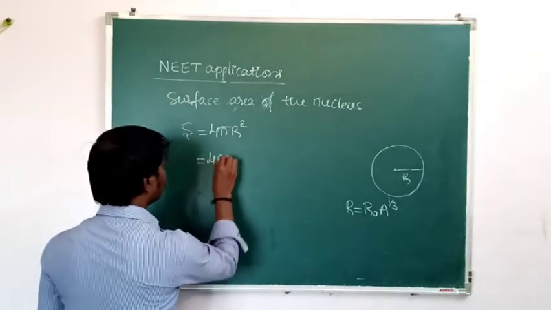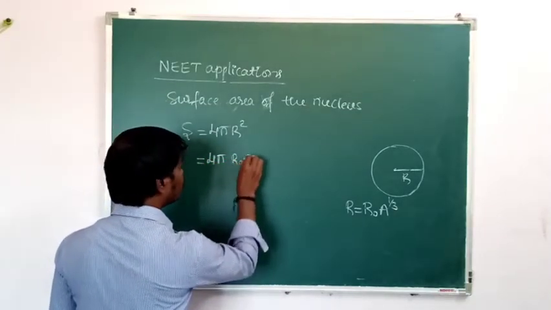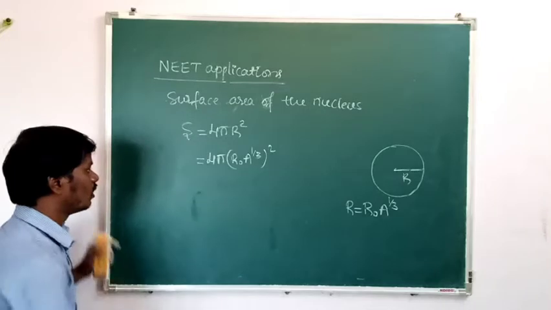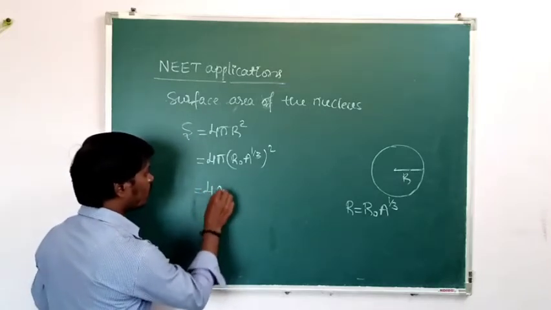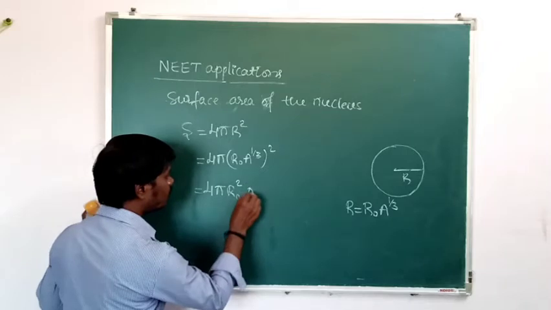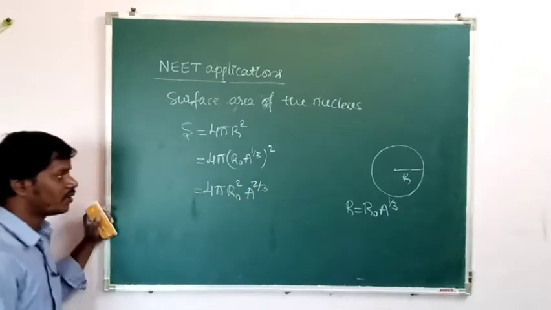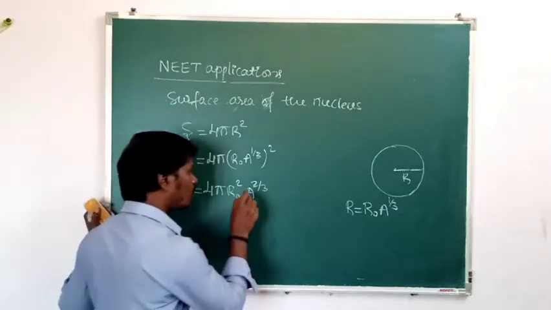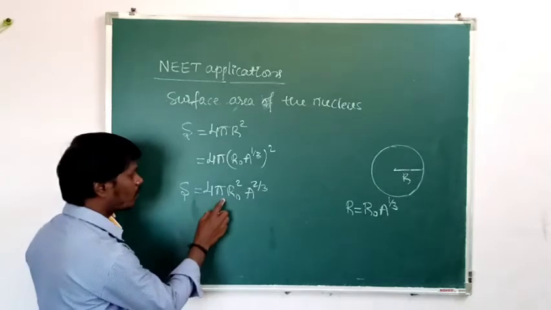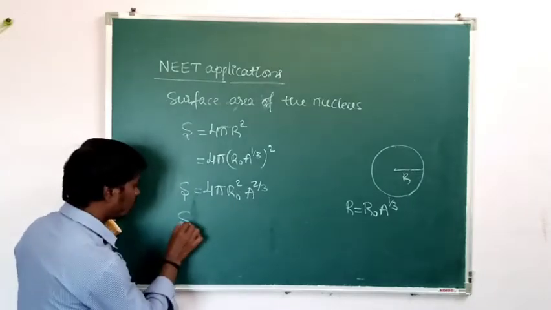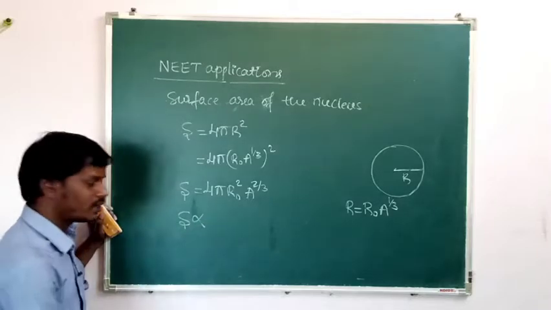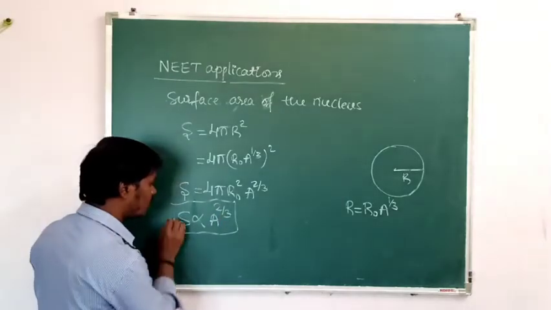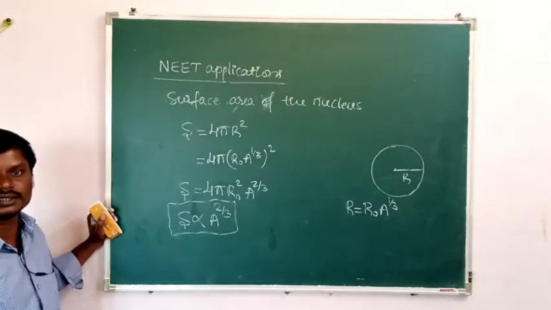4 pi into (r0 into A raised to 1 by 3) whole square. R square is there, that is why square. Then 4 pi r0 square into A raised to 2 by 3. Then the surface area of the nucleus depends on the mass number, because 4 pi r0 square is constant. That is why I will write the surface area of the nucleus is directly proportional to A raised to 2 by 3. Remember this one.